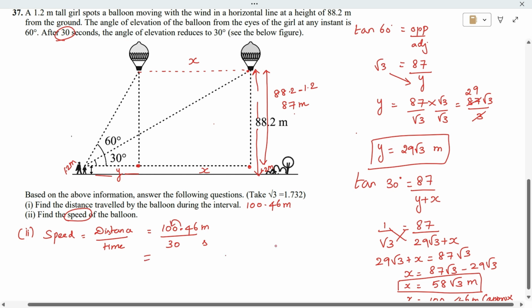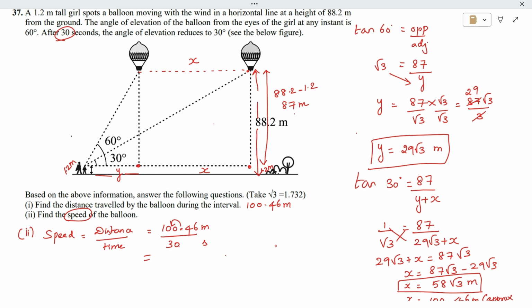So it is 3 times 10 in the denominator. So for 100.46, move one digit before the decimal. So it is 10.046 divided by 3 meter per second. That is going to be 3.348 meter per second. If I round off to two decimal digits, it is going to be 3.35 meter per second approximately. So this is your second answer.